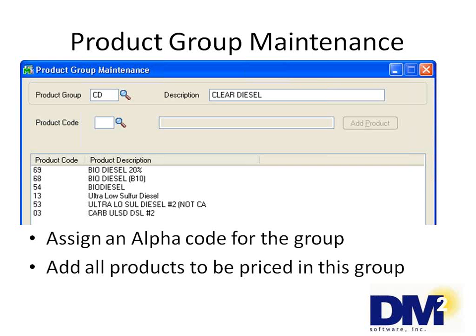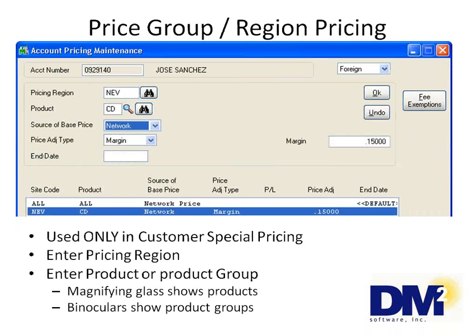So product group maintenance looks like this. Again, products have a numbered code. Product groups have an alpha code. So I just simply set up a code, give it a name, and then I assign all the products in my product listing that I want to be in that code. Pretty simple setup. Then I want to set up pricing.